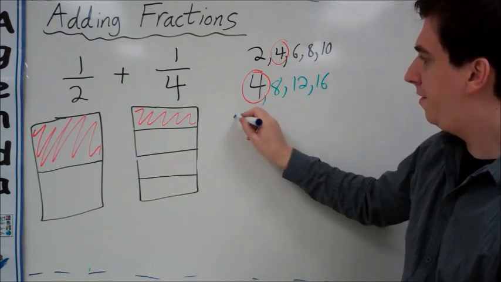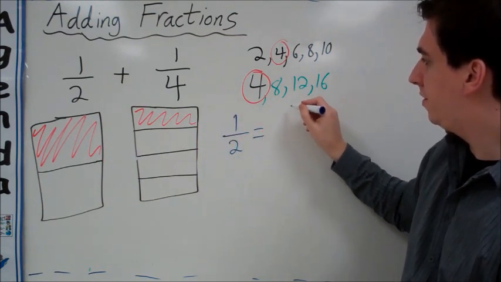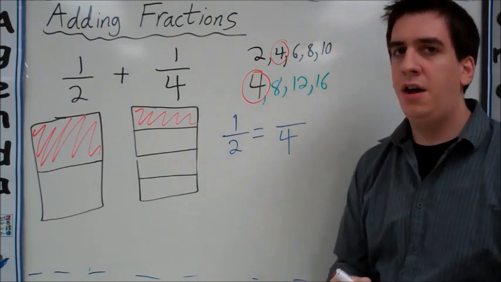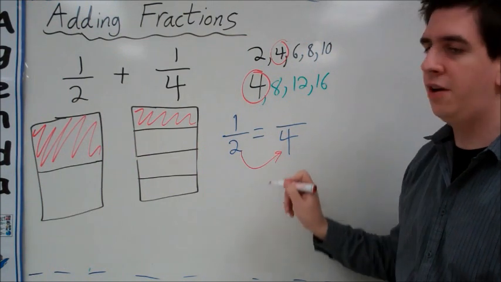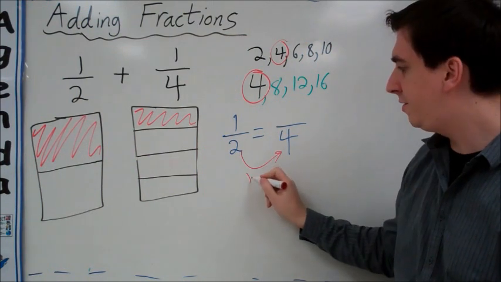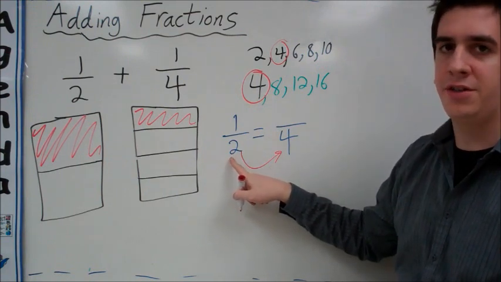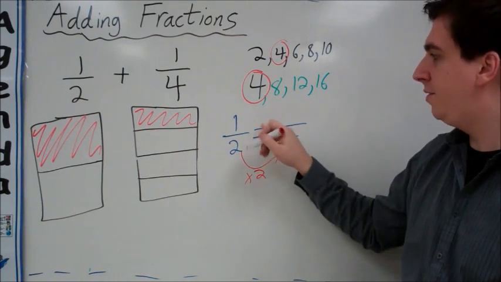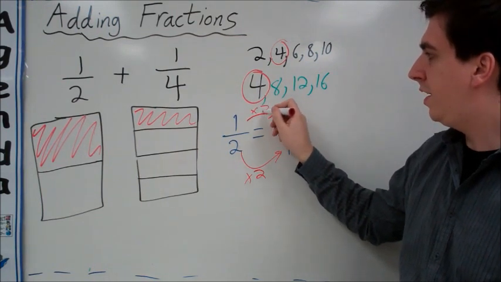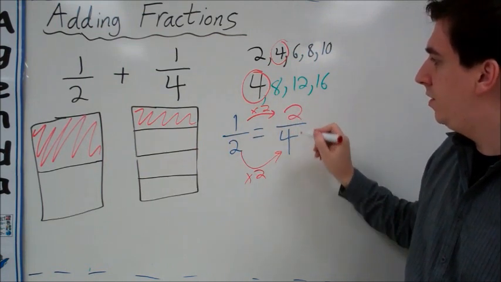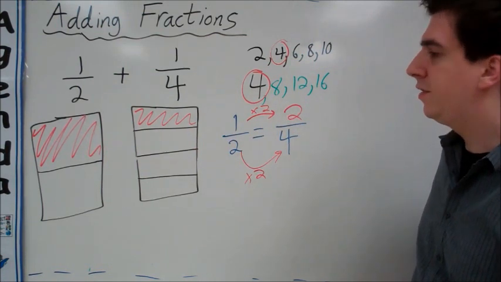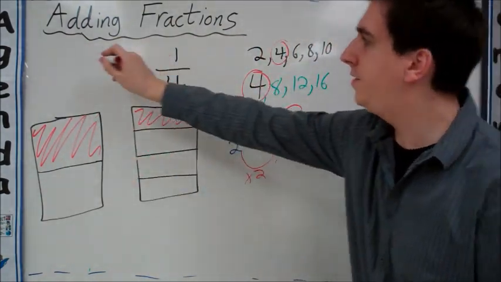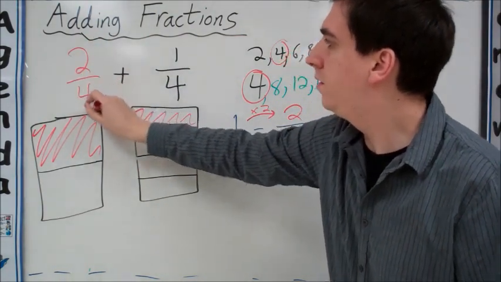So let's get 1/2 equals something out of 4. How do we get from 2 to 4? I'm going to ask myself this every time that we change these fractions, that we convert fractions. 2 to 4, multiply by 2. And if I do it to the denominator, we have to do it to the numerator. Times 2. 1 times 2 is 2. So now we have 2 fourths. So now we can go to our original problem and change that 1/2 into 2 fourths.